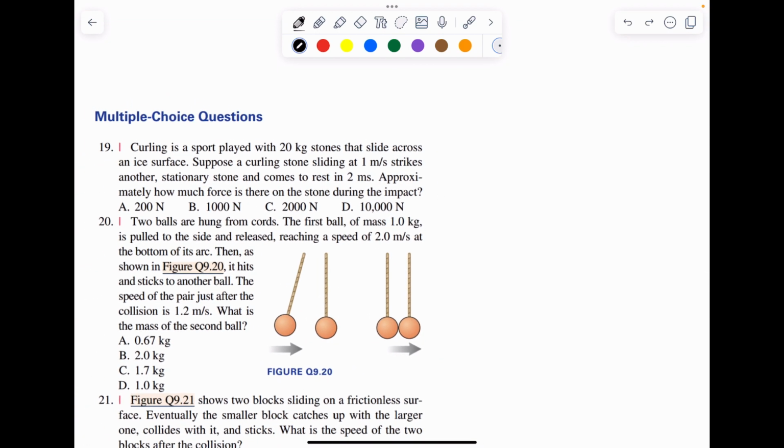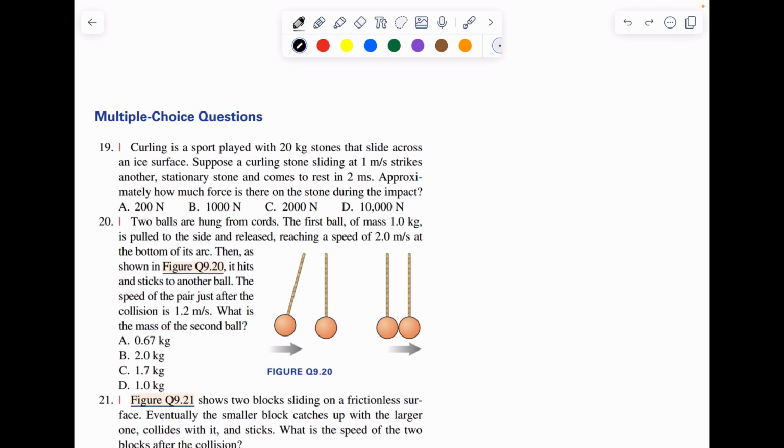Curling is a sport played with two 20-kilogram stones that slide across an ice surface. Suppose a curling stone sliding at 1 meters per second strikes another stationary stone and comes to rest in 2 milliseconds. Approximately how much force is there on the stone during the impact? During the impact. Interesting. Curling stone sliding strikes another stationary one. Oh, I see.